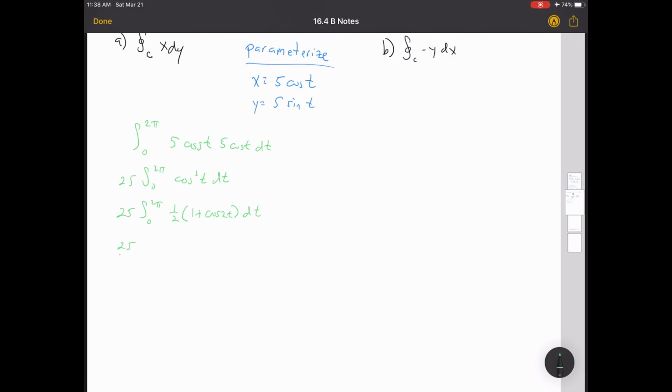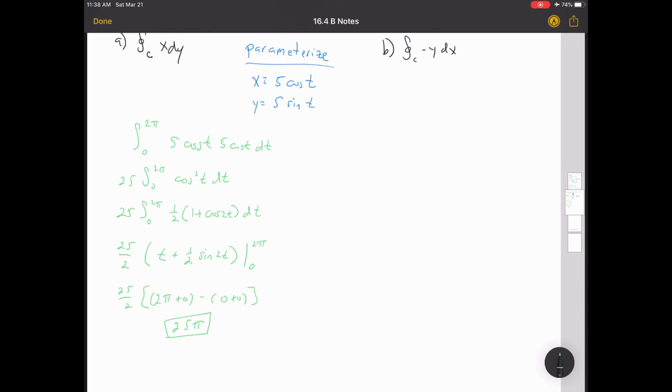So we're going to get 25 halves. Antiderivative of 1 will just be t. Antiderivative of cosine 2t, remember, is going to be 1/2 sine of 2t. And we'll evaluate that from 0 to 2 pi. So we'll get 25 halves times, if I plug in 2 pi, now I get 2 pi plus 1/2 sine of 4 pi, but that's 0. Minus, if I plug in 0, I just get 0 plus 0. So we're going to get 2 pi times 25 halves, which is going to give us 25 pi.